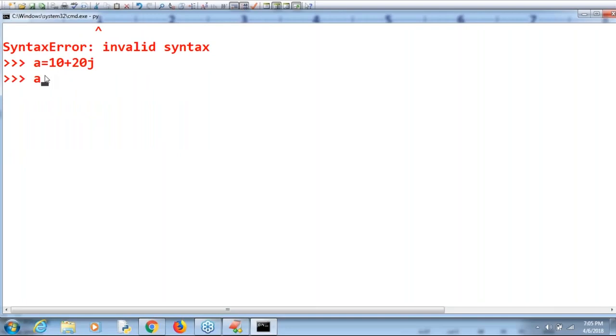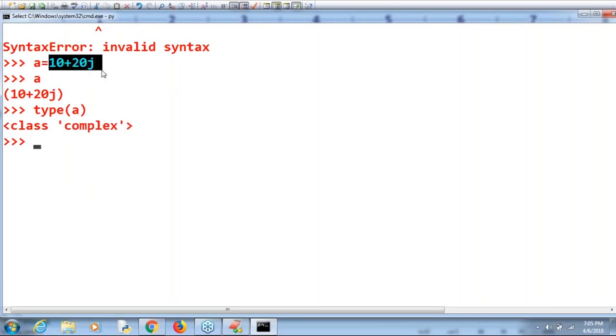Can you please print a? a is nothing but 10 plus 20j. Remember that, so it is a complex number. What is the type of a? If I take type of a, what is the type? Complex type. It is a complex number. It is not int type. Observe that.